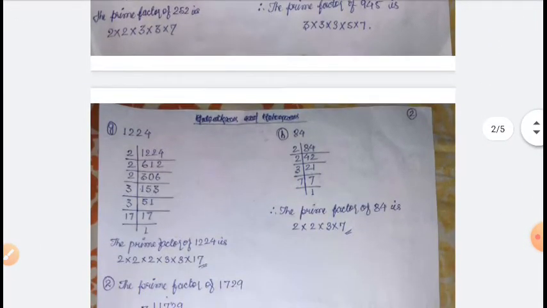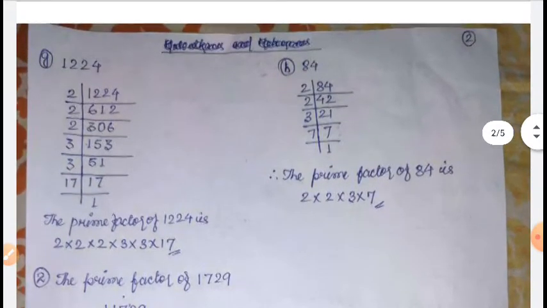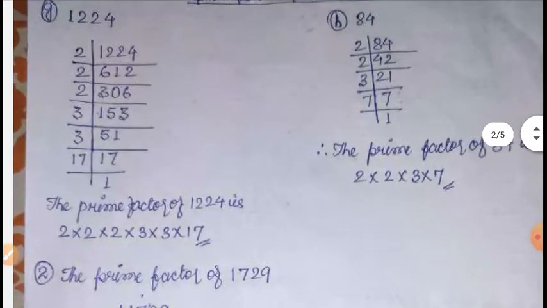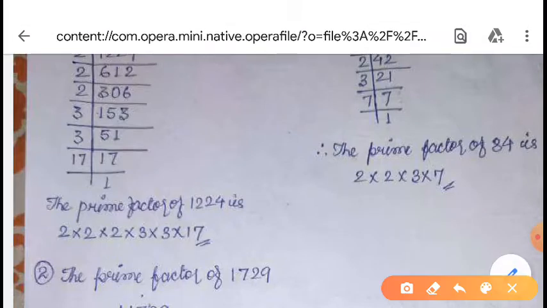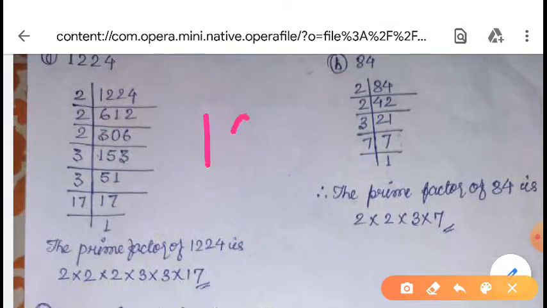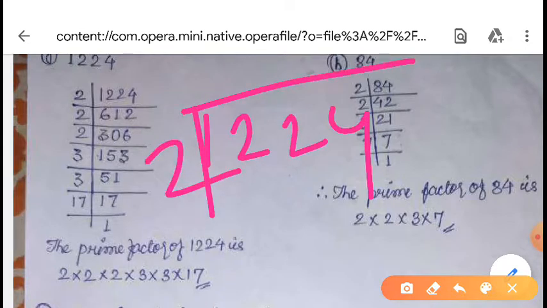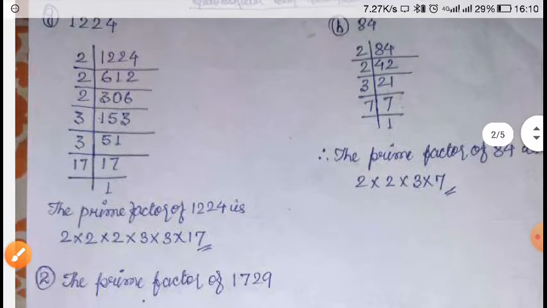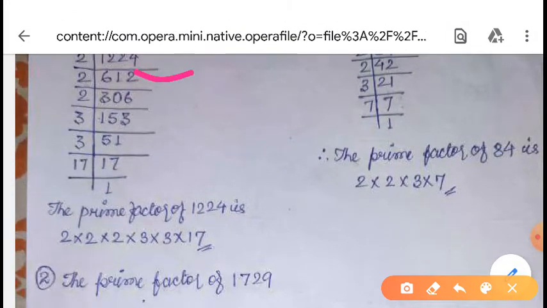Now next is number G. You can see here number G, what is written there: 1224. Again this is a big number, so for a big number what I have told you is you have to divide. First you try with 2. After that it will become 612, and then 306, 153. When it becomes 153, then we have to stop 2 and you try with 3.